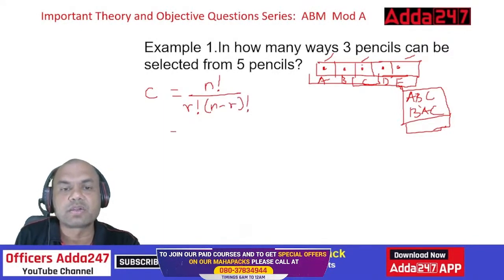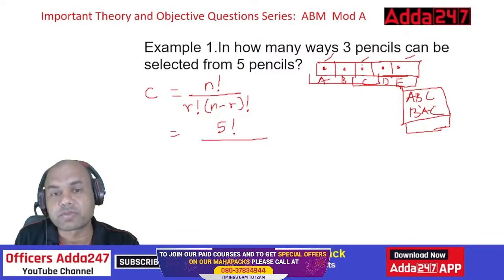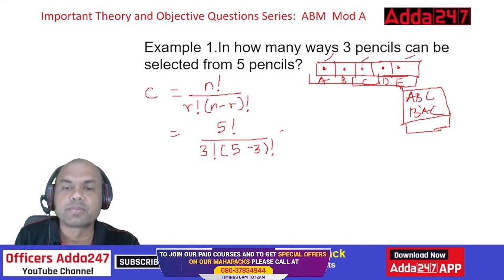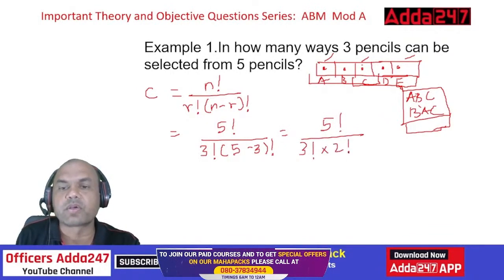So what was n? Total. What did I say about n? n is always the total. So 5 factorial upon, what was r? r is required. What is required? 3. So 3 factorial into (5 minus 3) factorial, n minus r. So 2 factorial. So it becomes 5 factorial upon 3 factorial into 2 factorial.